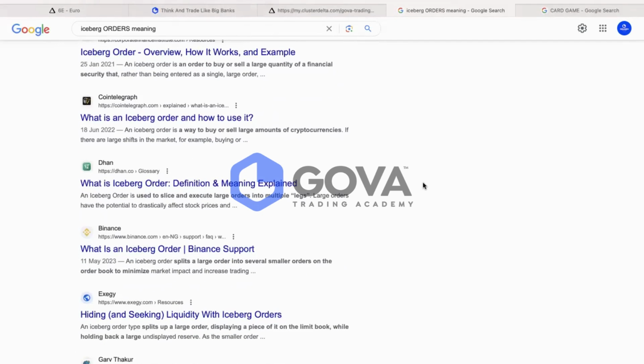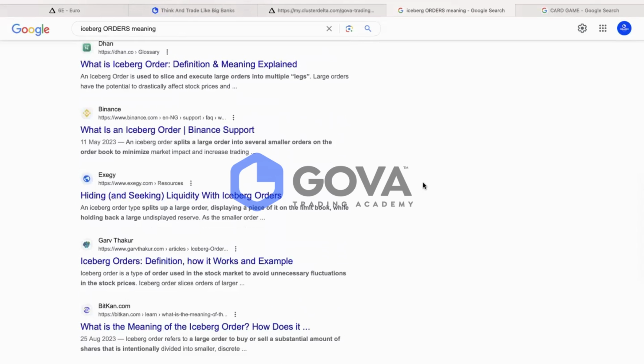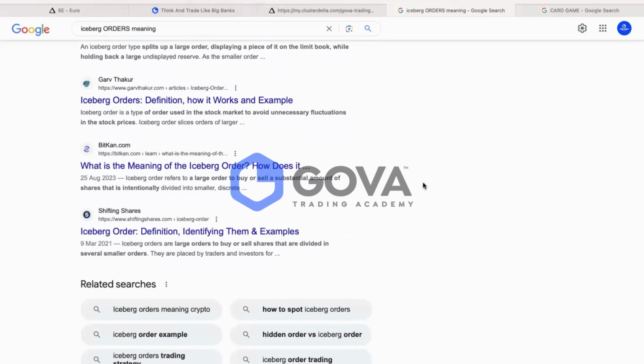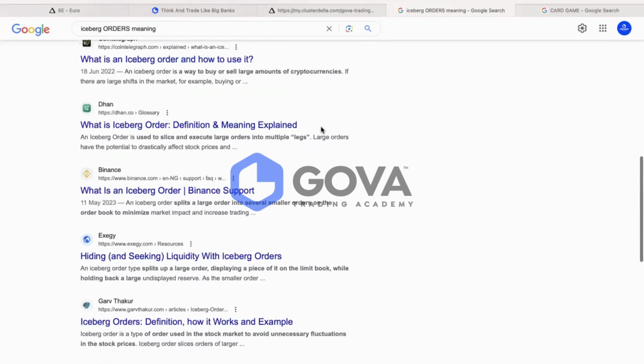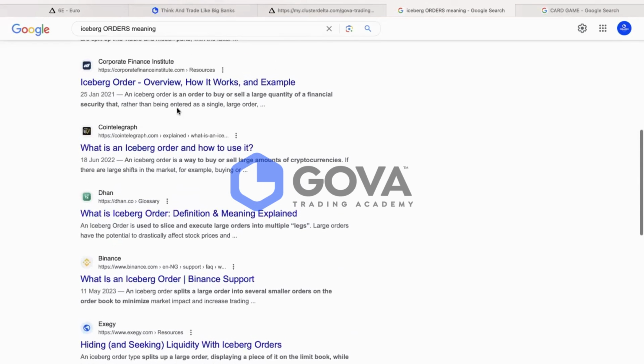Now, let's look for another definition of an iceberg order here. Let me look for a definition. There's something I want you guys to see in the definition. There's a word I want you guys to read there: hide. Where is hide?